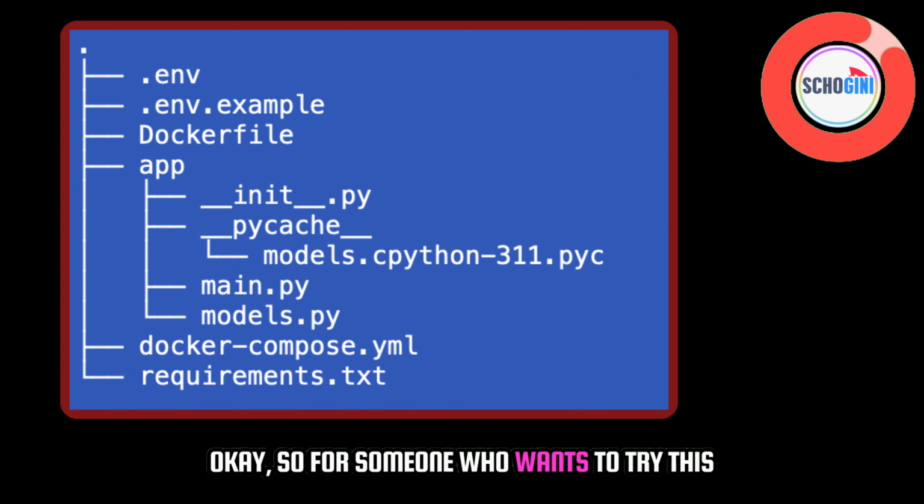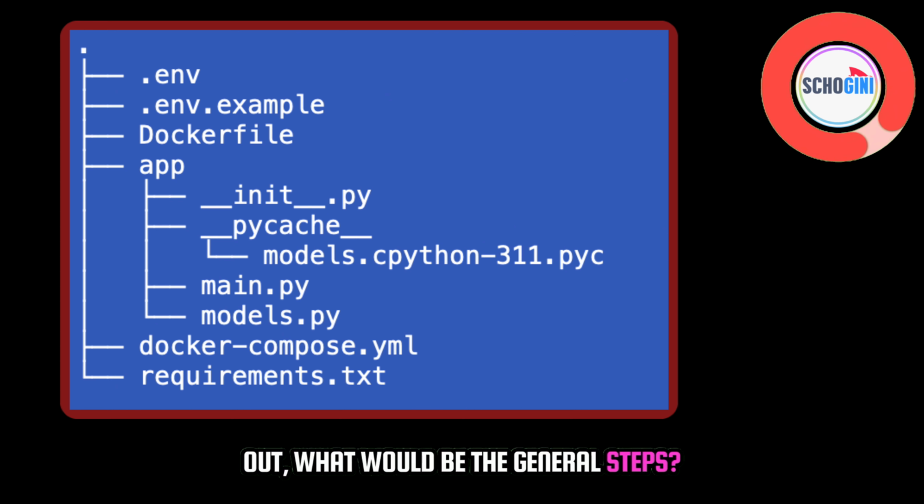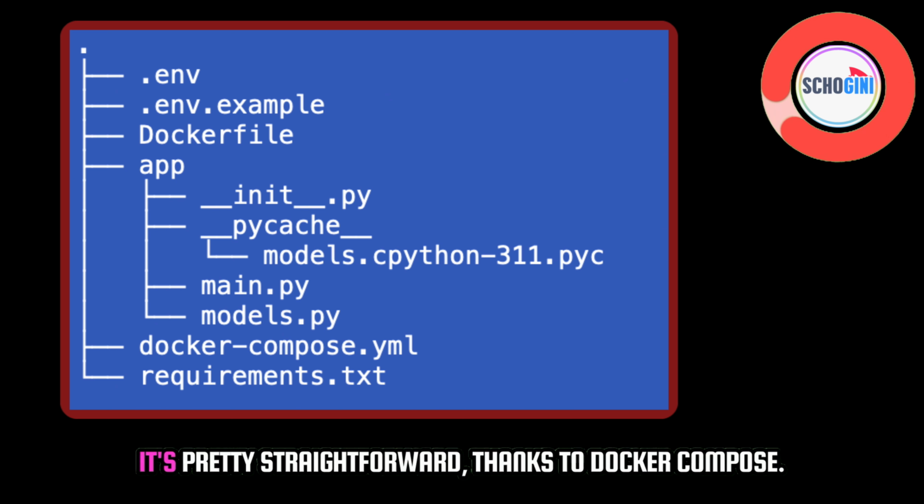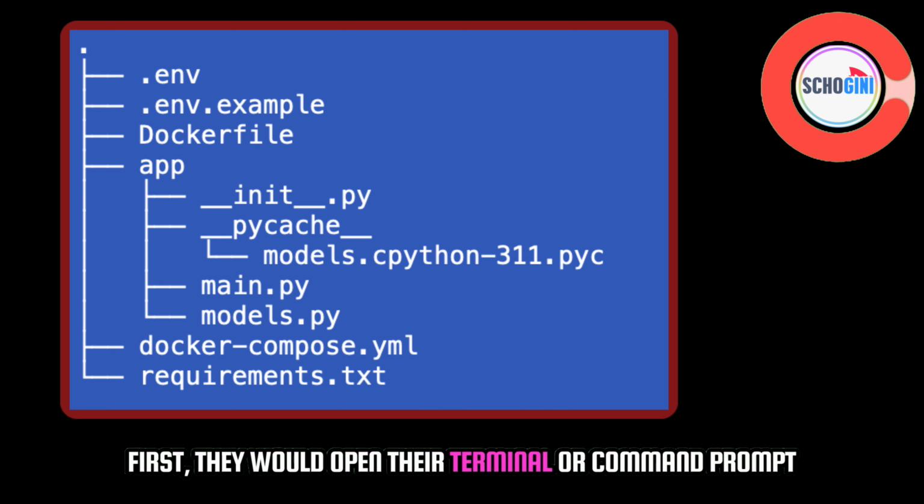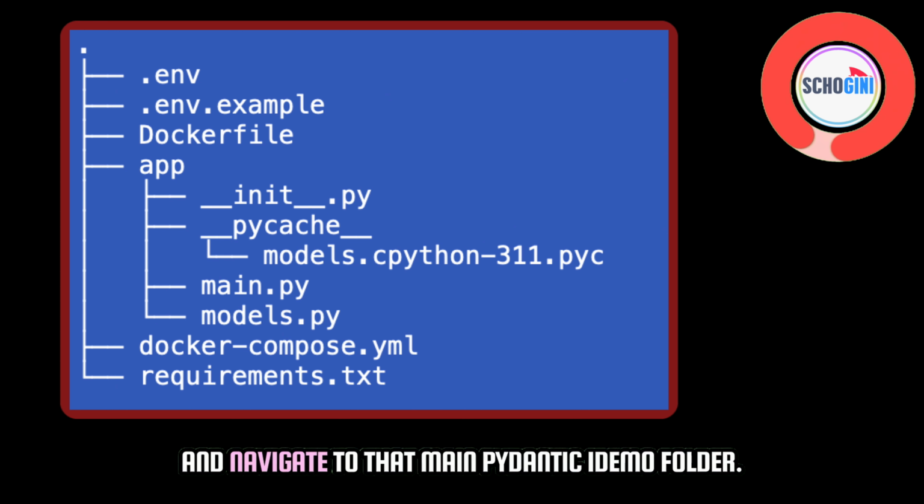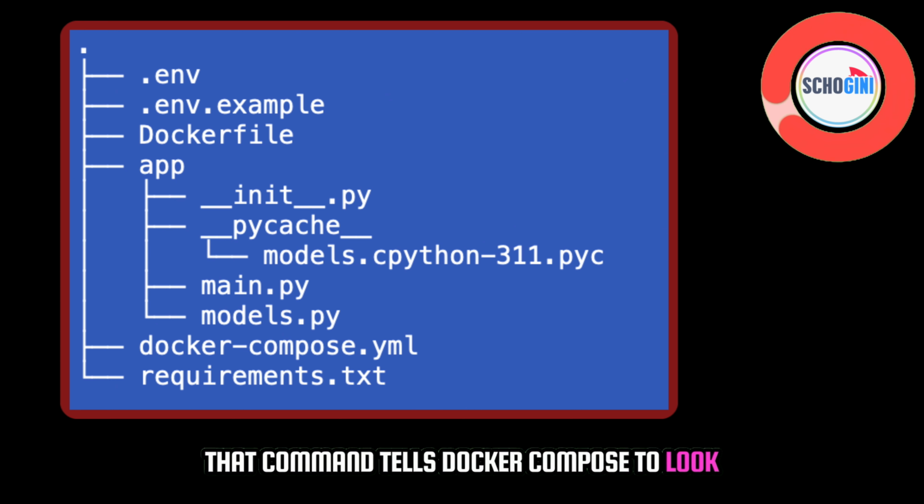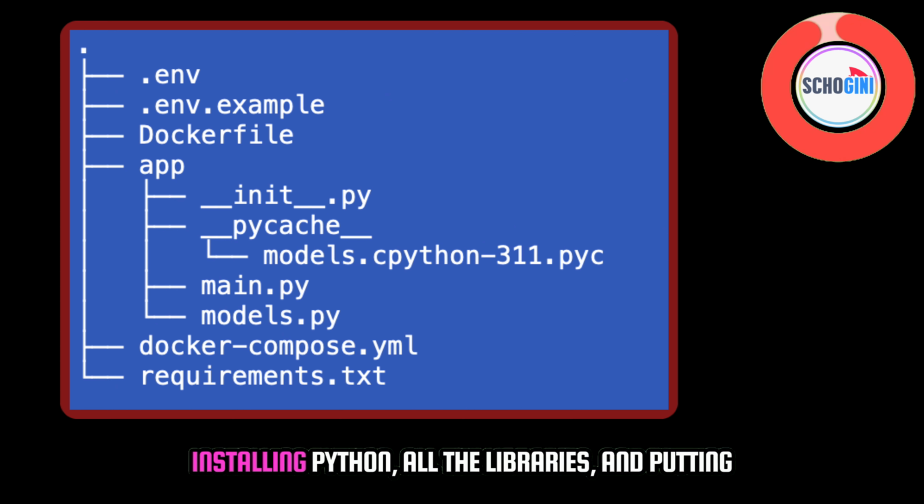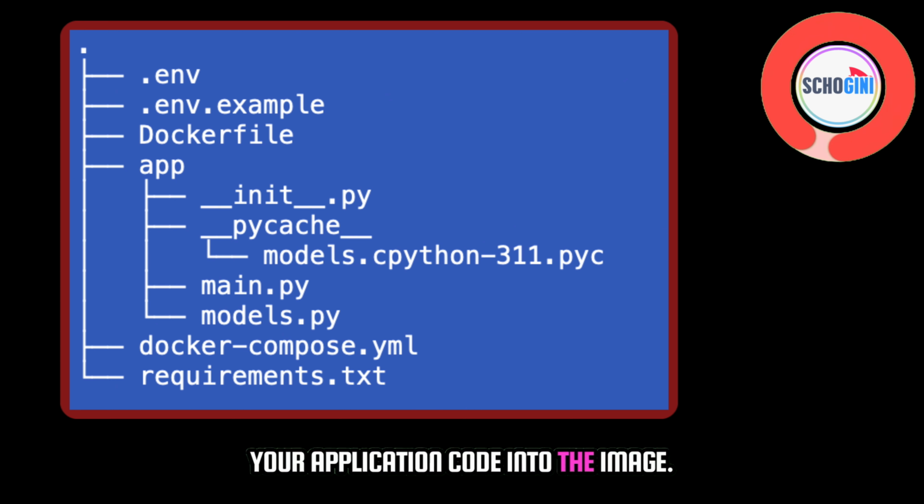Okay, so for someone who wants to try this out, what would be the general steps? How do they get this demo up and running? It's pretty straightforward, thanks to Docker Compose. First, they would open their terminal or command prompt and navigate to that main Pydantic demo folder. Then they would type in docker compose up --build. That command tells Docker Compose to look at the Dockerfile and build the image, installing Python, all the libraries, and putting your application code into the image.